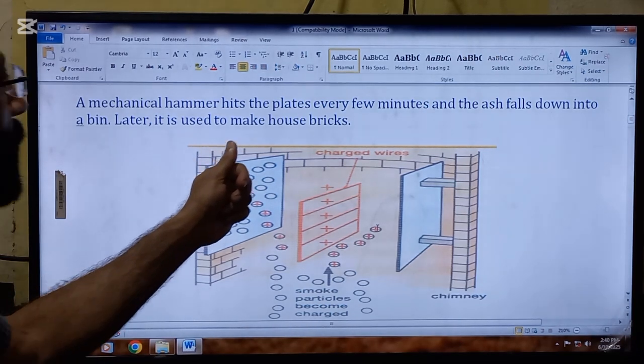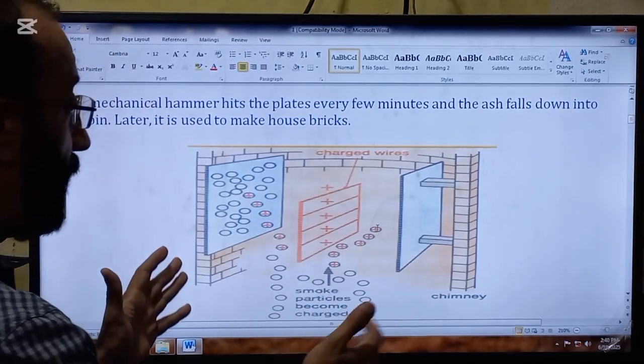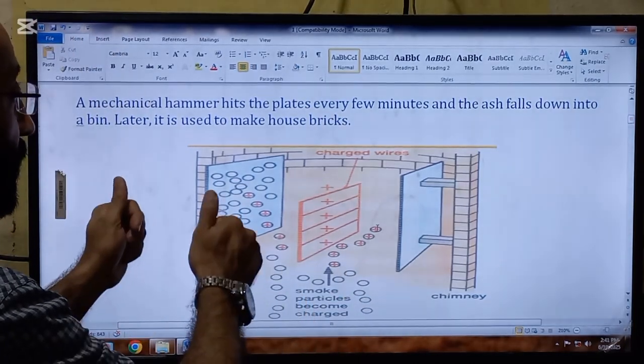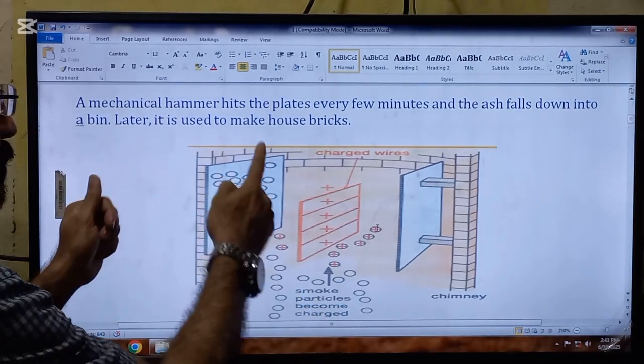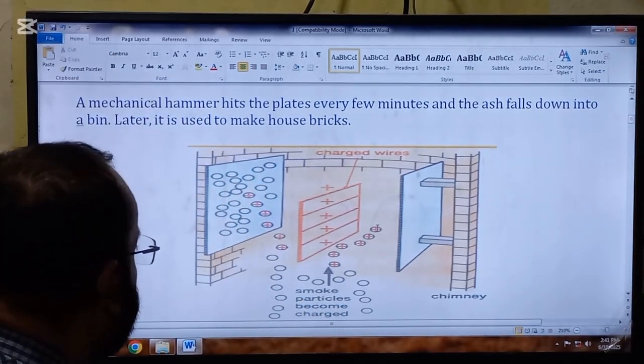Later, it is used to make house bricks. So this is even useful, that the dust which is collected in the dustbin is used to make house bricks.